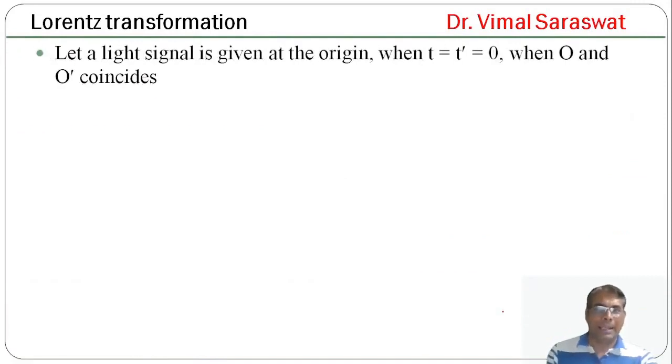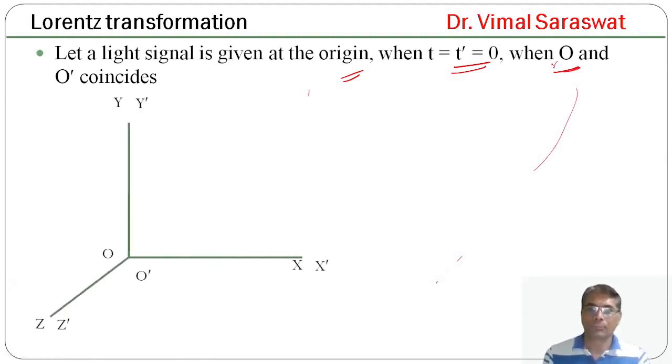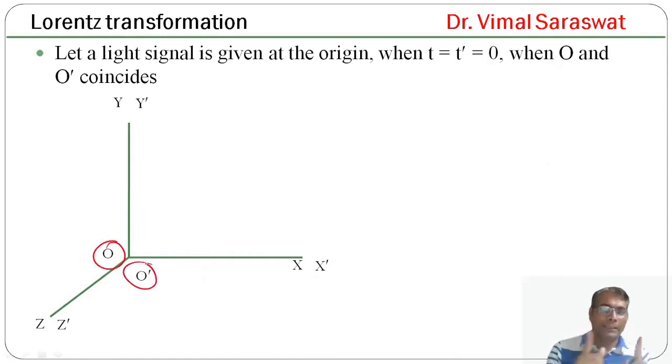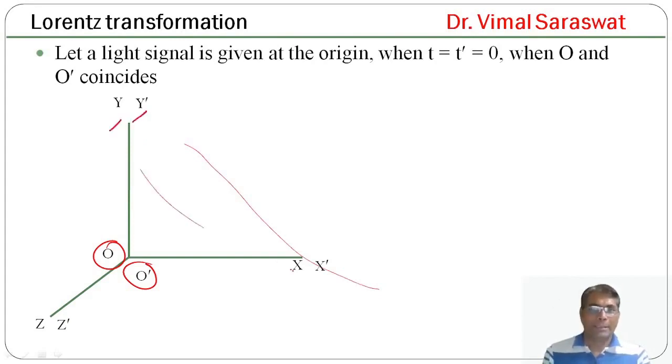Let a light signal is given at the origin when t equal to t dash equal to 0. It means when both frames of reference coincide with each other. So when O and O dash coincide. Now this is the condition. So here O and O dash coincide, and also all the axes coincide with each other. So y coincides with y dash, x coincides with x dash, and z coincides with z dash. It means both frames of reference overlap with each other.